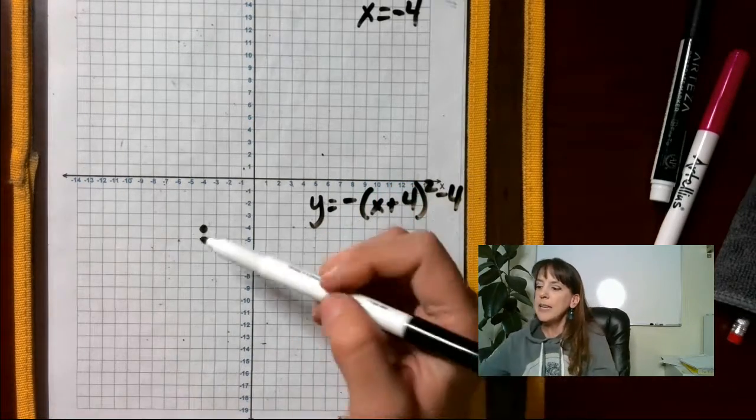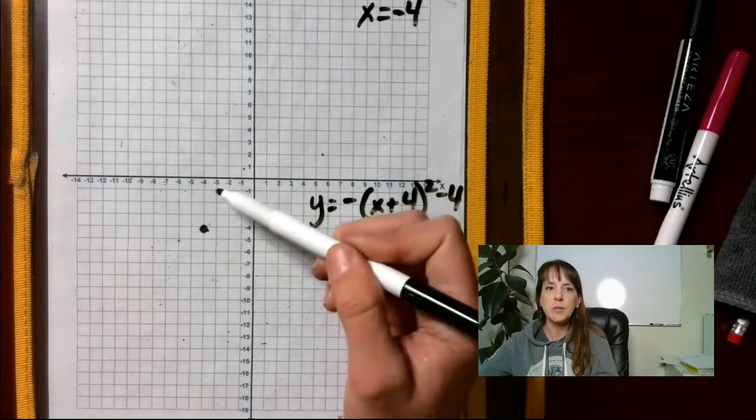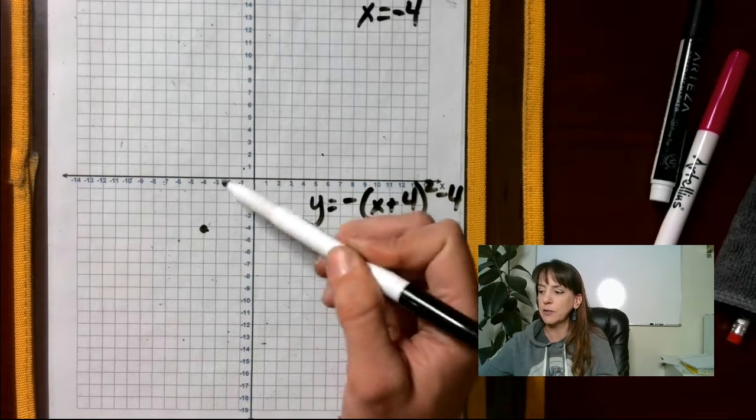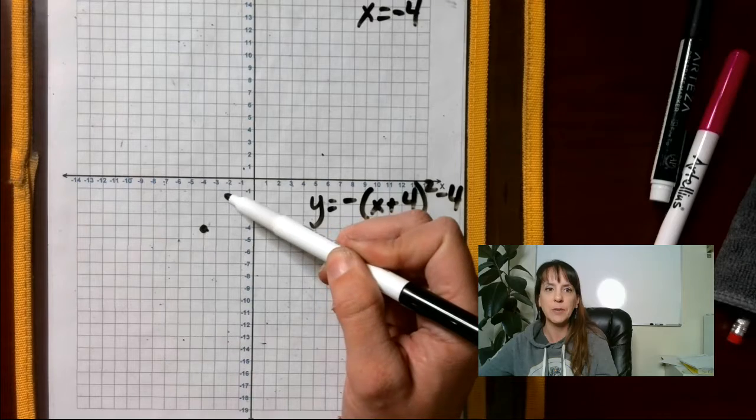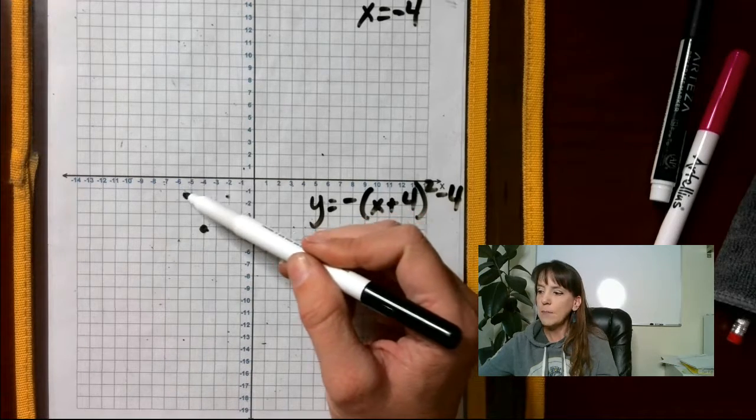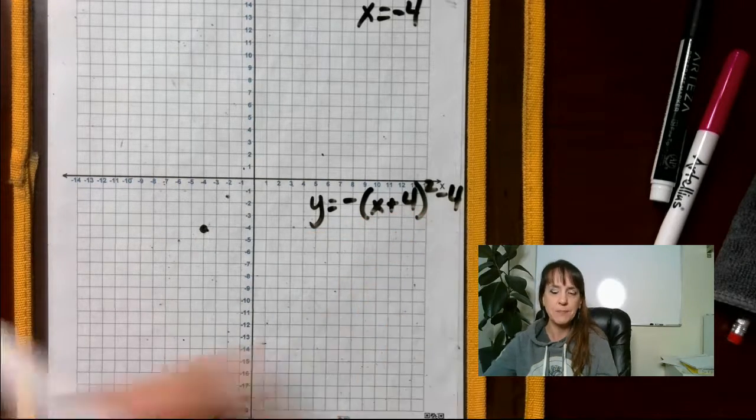Okay, so now that we know it's here, what we're gonna do is pick two numbers on either side. Like I can either pick -3, -2, or I can pick -5, -6, okay?